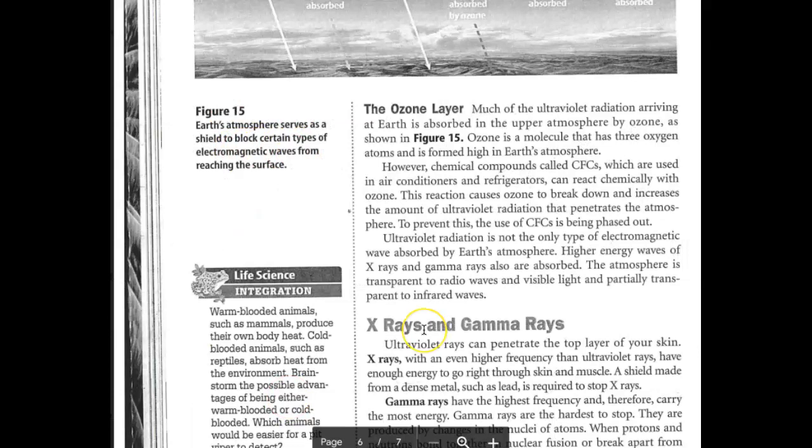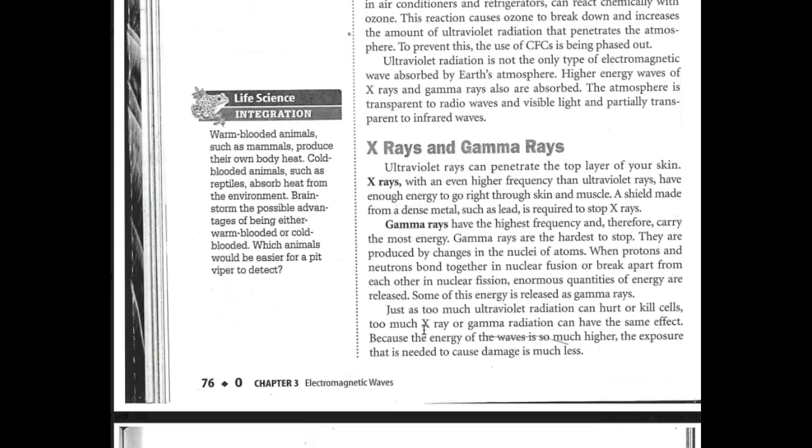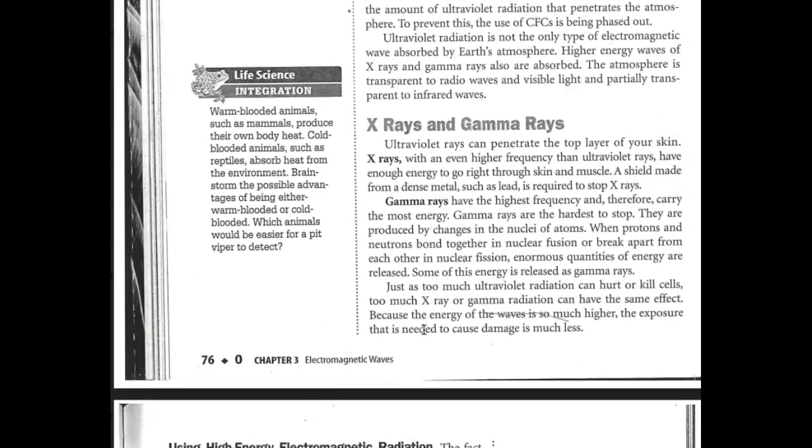The last part I was just going to go over was the X-rays and gamma rays. Ultraviolet rays can penetrate the top layer of your skin. X-rays, with even higher frequency than ultraviolet rays, have enough energy to go right through your skin and muscle. A shield made from a dense metal, such as lead, is required to stop X-rays.